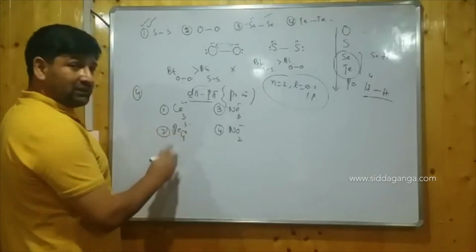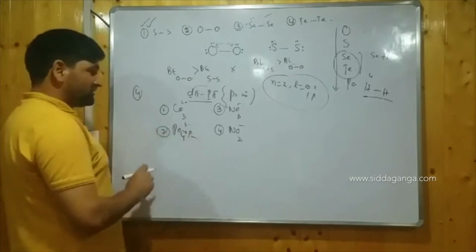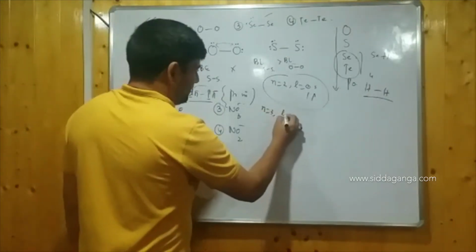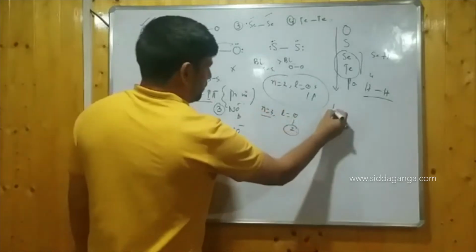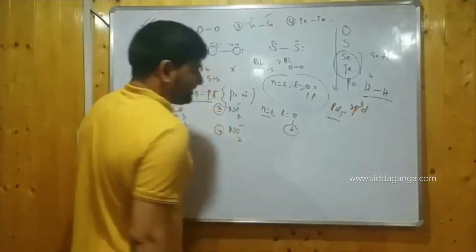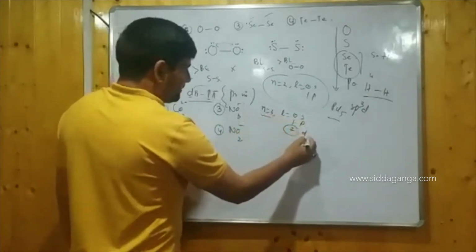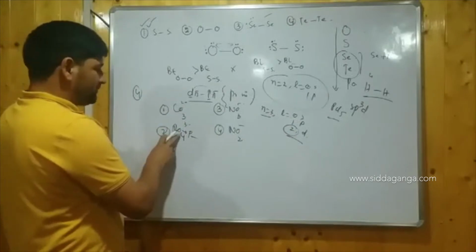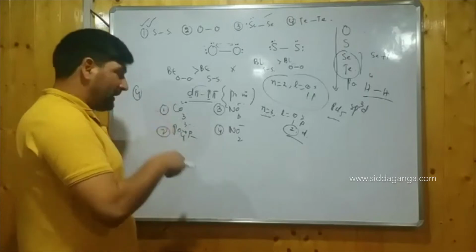Oxygen does not have d, but it has p. And phosphorus is a third period element. So n value is 3. What is l value? 0, 1, 2. That means in phosphorus d is available. We know already, in PCl5 molecule, sp3d hybridization comes into play. Now it is s, this is p, and this is which one? d. So in phosphorus d is present, in oxygen p is present. So d pi p pi bonding is possible.